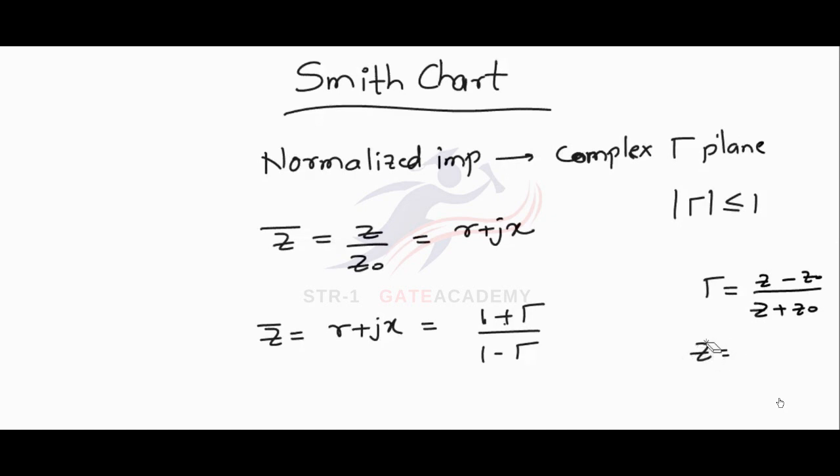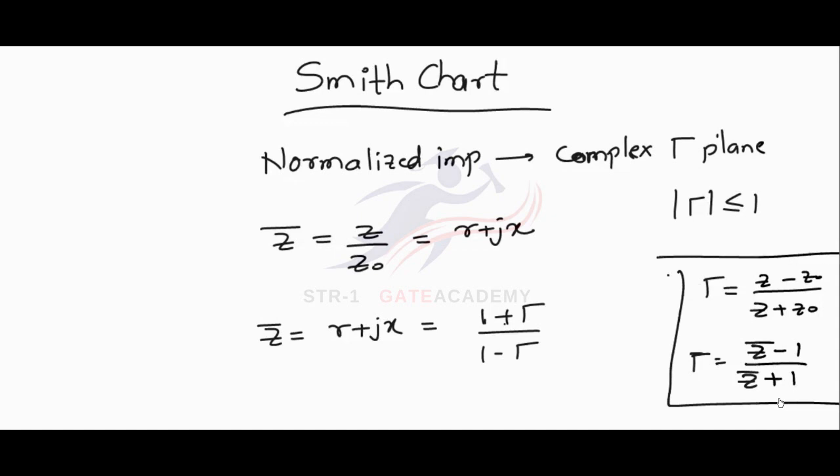So first of all, gamma can also be written by just dividing this numerator and denominator by Z naught. You will get (Z bar minus 1) divided by (Z bar plus 1). So just cross multiply and get the value of Z bar. You will get this. Okay. So what we are doing is transforming normalized impedance into the complex gamma plane.